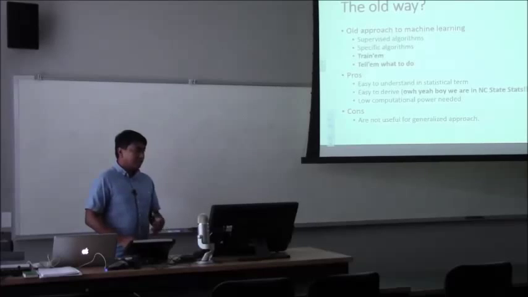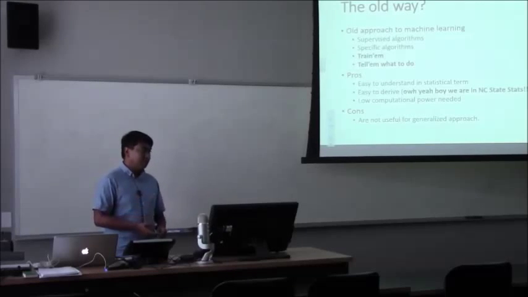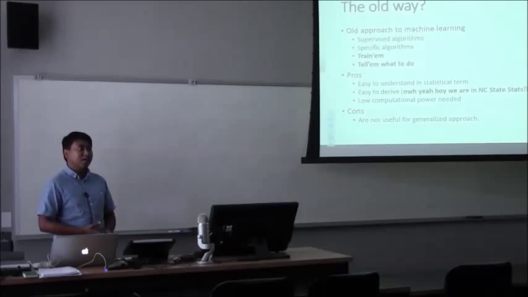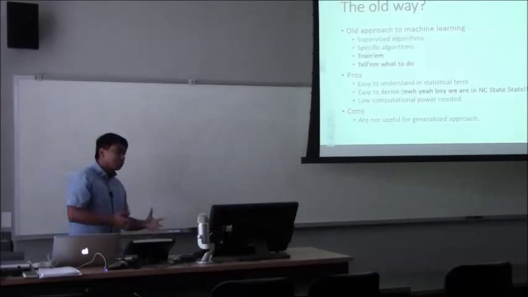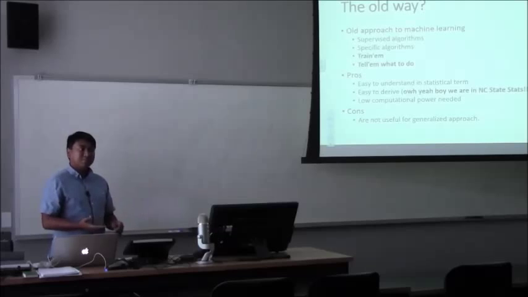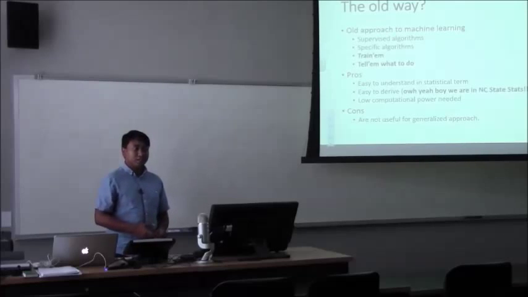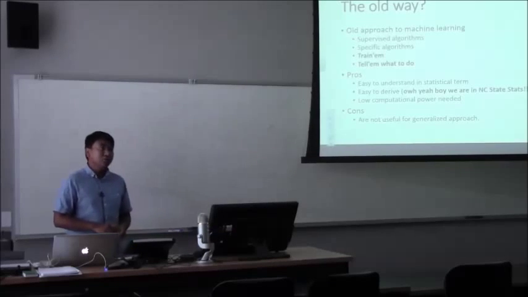These old ways have pros and cons. First, you have to make a specific algorithm for them, and to regress, you should understand how the algorithms work behind them. The pros in the early days were that you needed to understand all the statistical terms in math to do that, and it's easy to derive and has low computational power. You don't need fast computers to actually run the models and get your output. But the con is that it is not useful for a generalized approach.